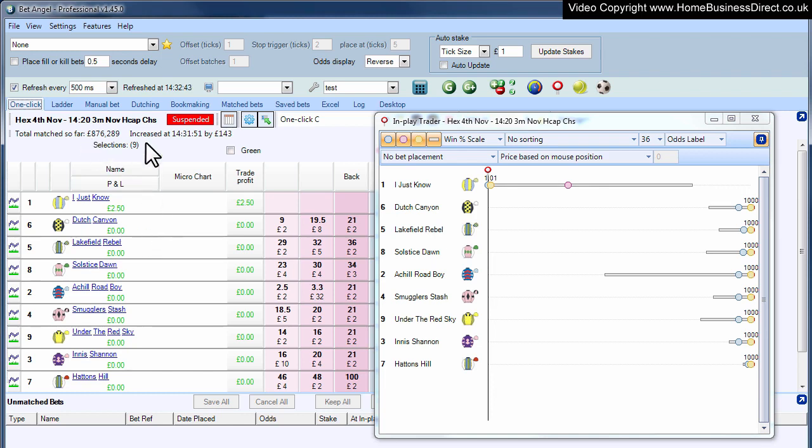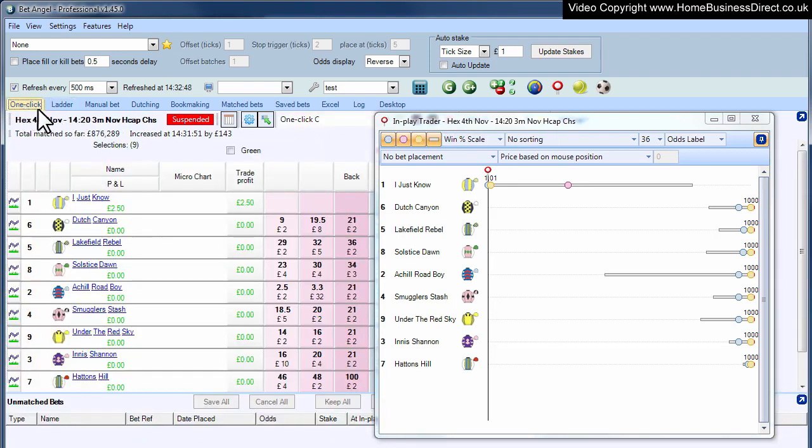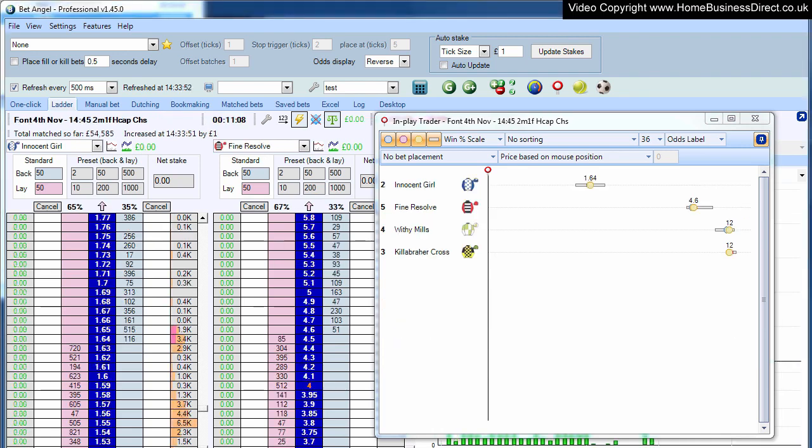So it's always useful to look out for these situations. And that's a decent profit. £2.50, which is not too bad. Okay, I'll put the next race up because I want to explain a few more aspects. Okay, this is one of the next races.